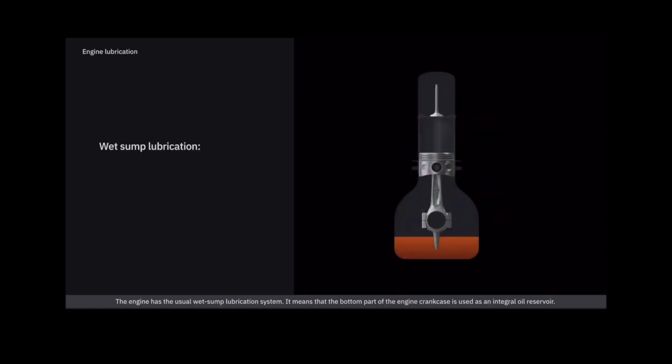The engine has the usual wet sump lubrication system. It means that the bottom part of the engine crankcase is used as an integral oil reservoir. Pistons are lubricated by oil, which is pumped into the various bearings. Then, the oil is drained back to the sump, under gravity.